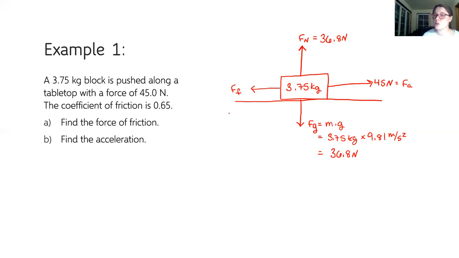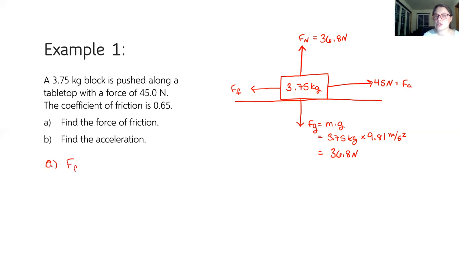So this is our full diagram. We have all of the forces that we know information about. Now we're going to go back to our question and see how we can use these to find the information that we need. So I'm going to start with A. Find the force of friction.